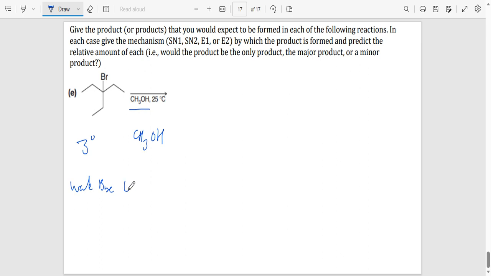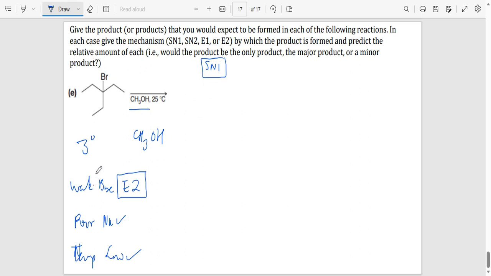Because it is a weak base, we can already remove E2 from happening. What else? It is a poor nucleophile. And you can also consider the temperature. The temperature is low. So from all of these, poor nucleophile, low temperature, already because we have low temperature, we're expecting the reaction to move by SN1. So because of the low temperature, the major product is going to be by SN1.